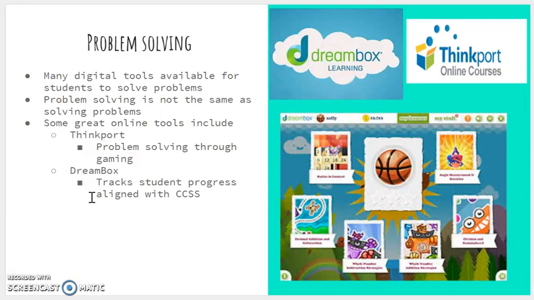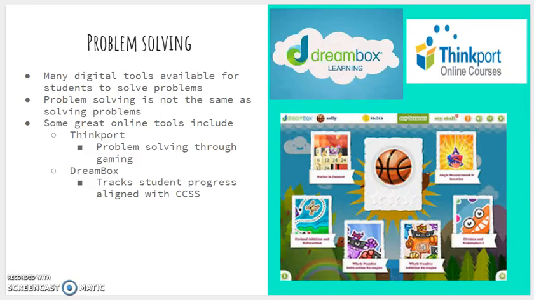Solving problems just includes working examples through a worksheet. They just work it because they follow a formula, but they don't truly understand what it means to solve a problem. Some great online tools include Thinkport, which is a problem solving through gaming application, and Dreambox, which uses games too, but it tracks student progress aligned with the Common Core standards.